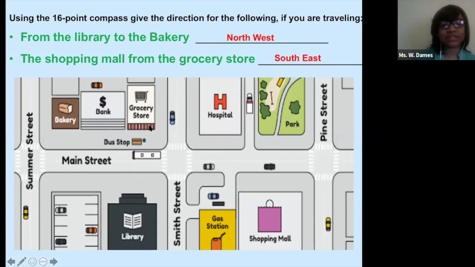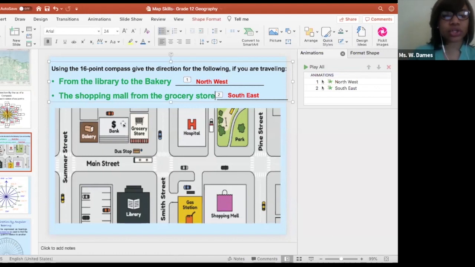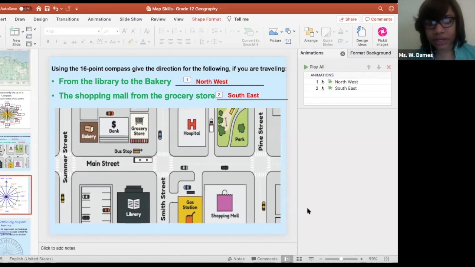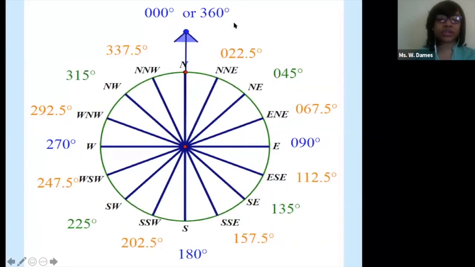It's supposed to say, I did make an error. It's supposed to say from the grocery store to the shopping mall, and that would have been southeast. So there is an error there in that one. So I'm going to come back and change that. So from the grocery store to the shopping mall, you'll be moving in the southeastern direction. So that's a little error I made there, but I'll come back and correct that before I post it on the site for you.